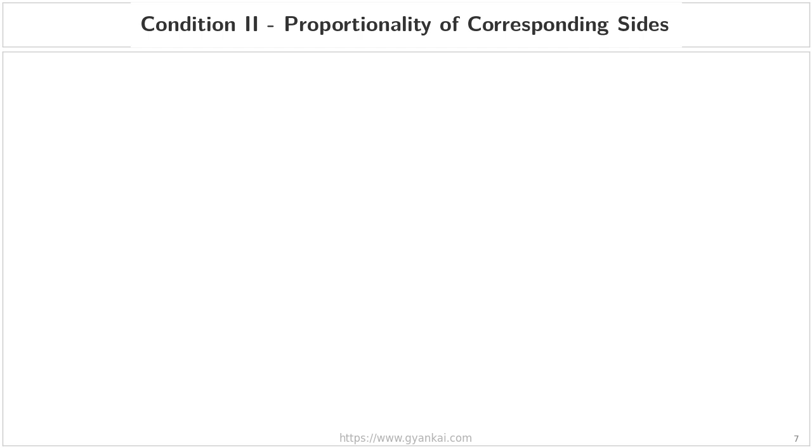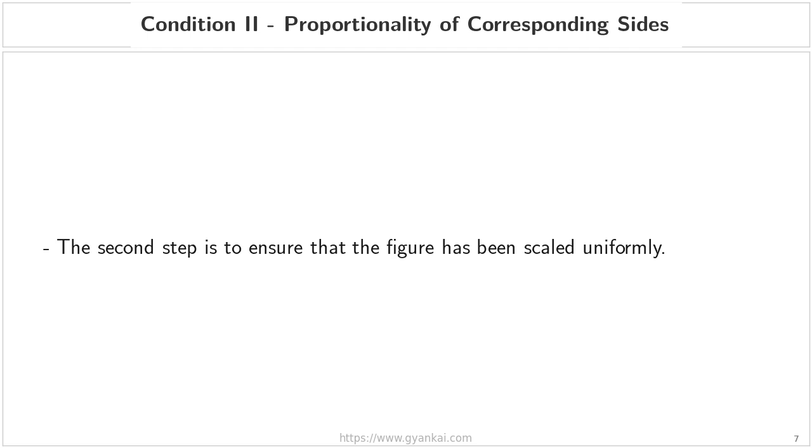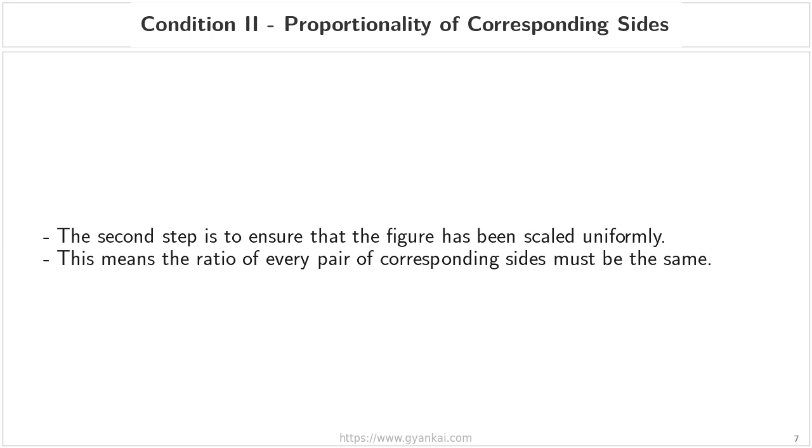Condition II: proportionality of corresponding sides. Now that we have verified that the angles are identical, we move on to the second and final condition for similarity. The second step is to ensure that the figure has been scaled uniformly. Think back to our shadow analogy from earlier. When the light projects a larger version of the shape, it doesn't just stretch the shape vertically or horizontally, it expands it evenly in all directions. This means that the ratio of every pair of corresponding sides must be exactly the same.